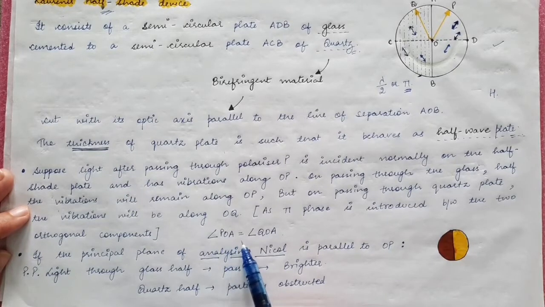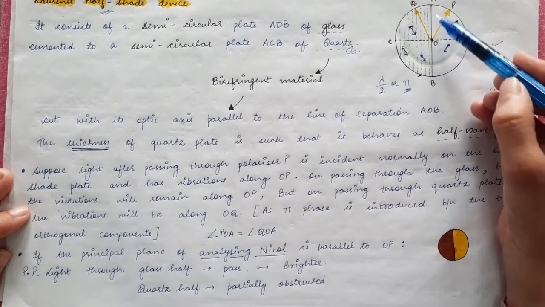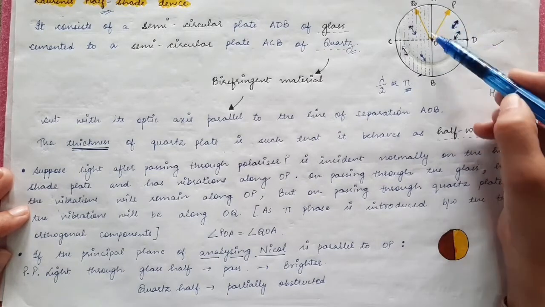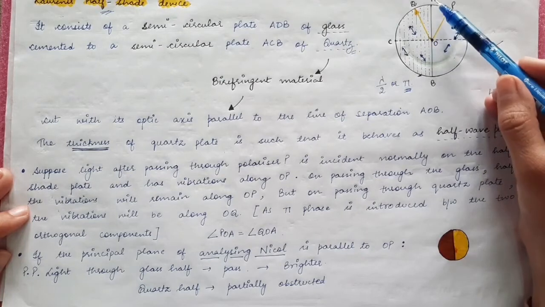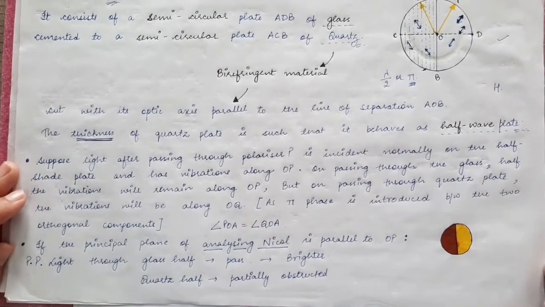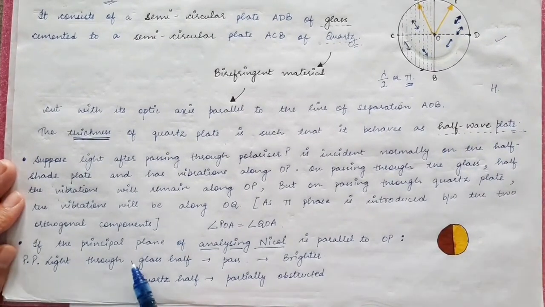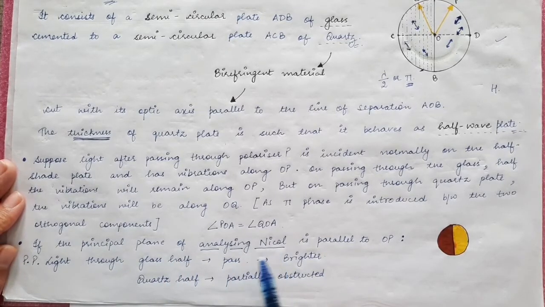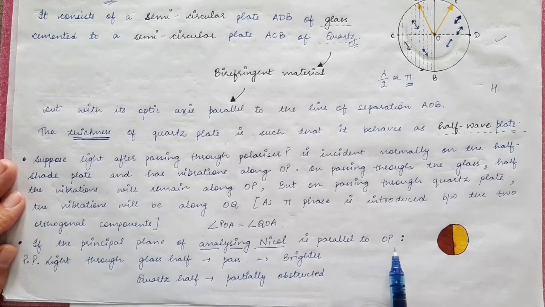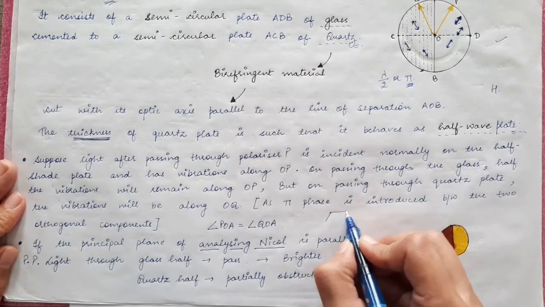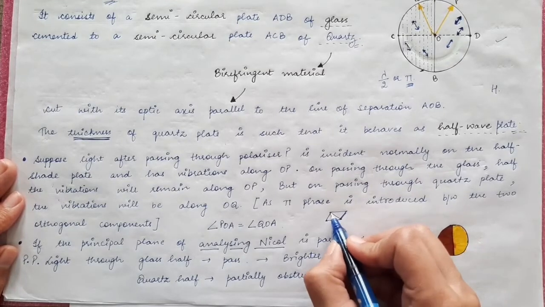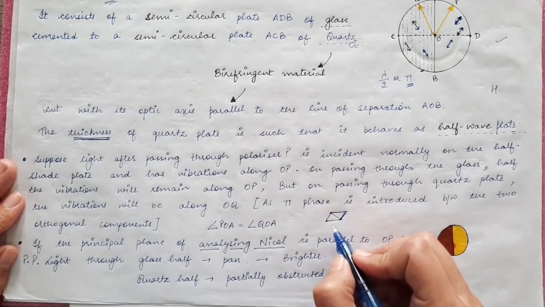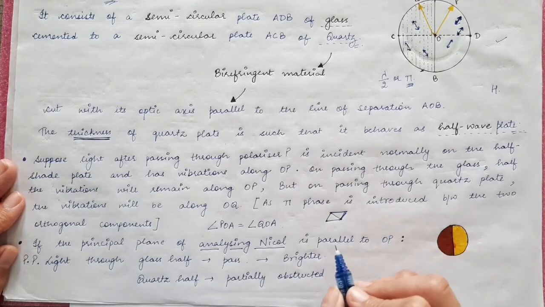Angle POA, in this case, will be exactly equal to QOA. So this angle will be exactly equal to this angle. Now if the principal section of the analyzer, the Nicol prism which acts as the analyzer, is parallel to OP, as we know, this is the principal section of a Nicol prism. So in this case, the principal section of the Nicol prism is in the plane of the paper.